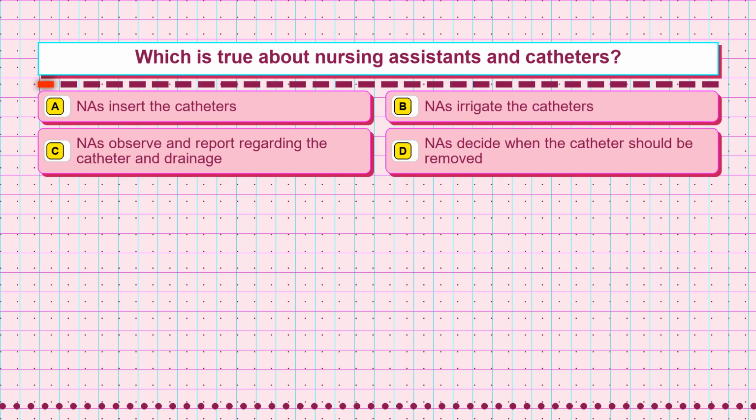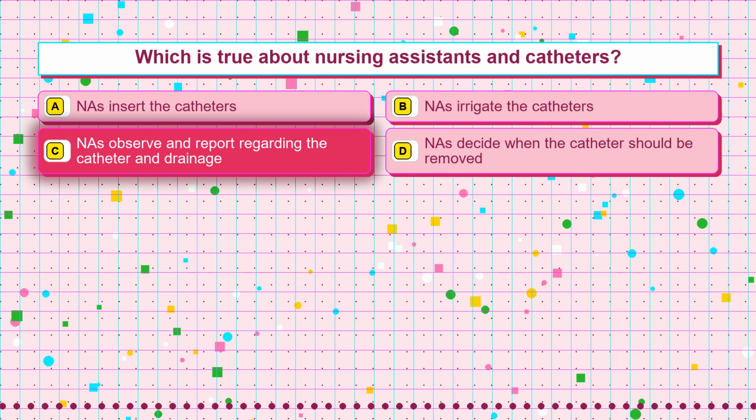Question 68. Which is true about nursing assistants and catheters? Option A, NAs insert the catheters. Option B, NAs irrigate the catheters. Option C, NAs observe and report regarding the catheter and drainage. Option D, NAs decide when the catheter should be removed.